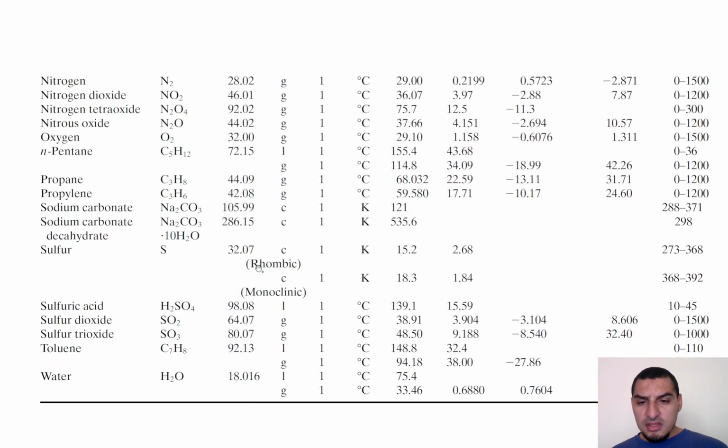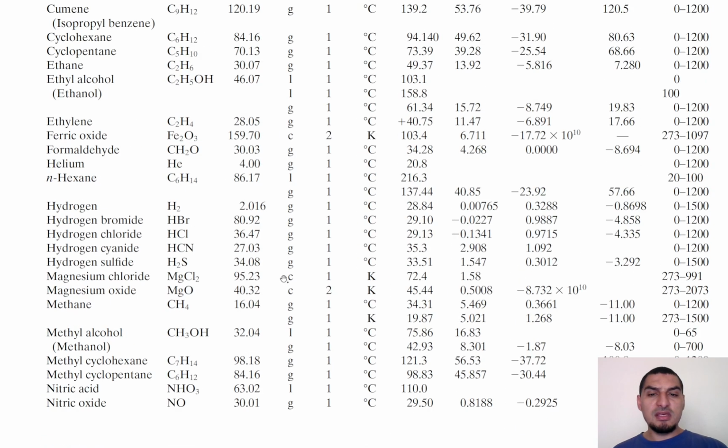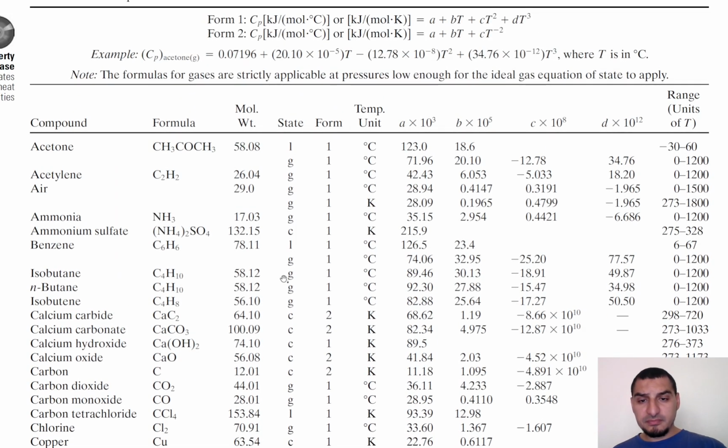You would see here that there is something for sulfur. It says rhombic, and there is monoclinic. So there are different crystal structures, and the constants are different for the two crystal structures. This is just to give you an idea of what we mean by this. Anyway, this is the second column.